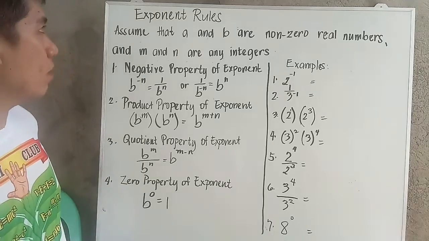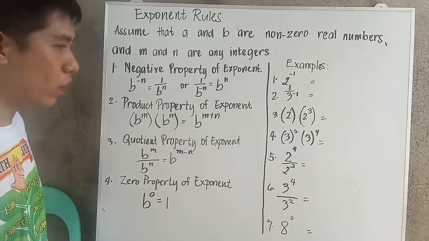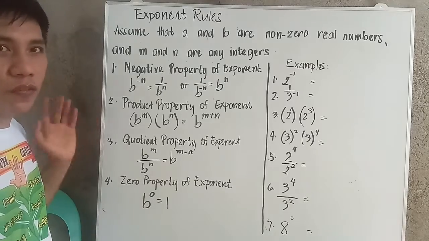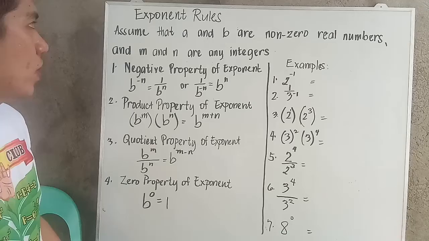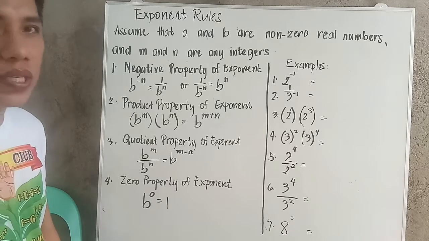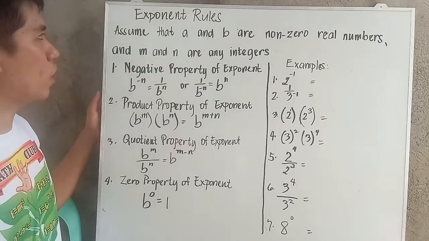So today, exponent rules. There are 7 rules under the exponent. We will first go over the first 4, then later on we will continue with the other 3 rules. We have here the assumptions for us to discuss these rules under the exponent.